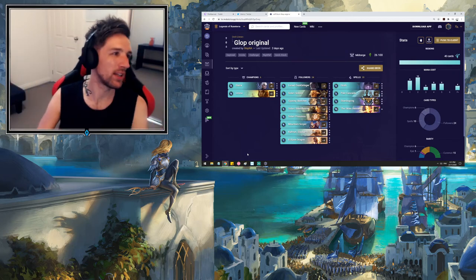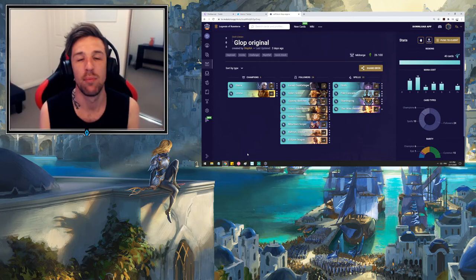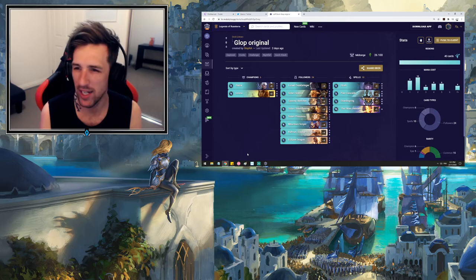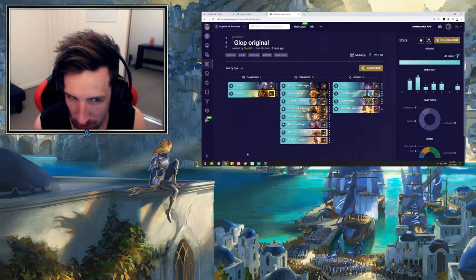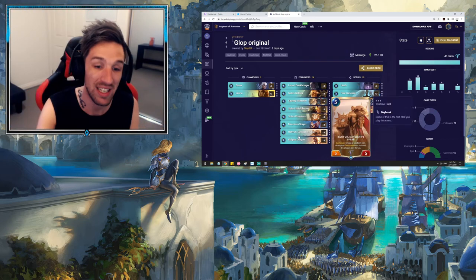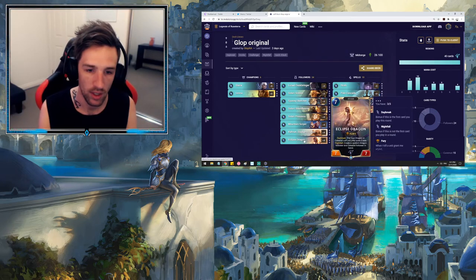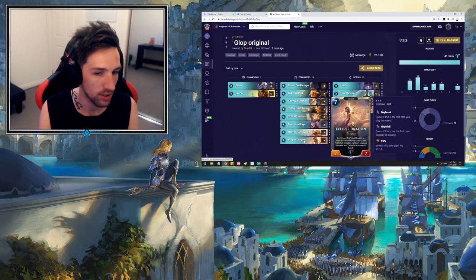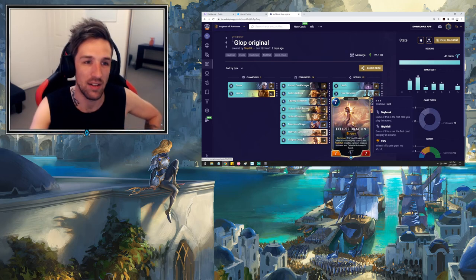Deck of the Week. I'm going to be sharing a mono Targon list by Glop. I'd also played with a similar concept, not quite as interesting as this one, though. I think with the recent buff to Eclipse Dragon, adding it into a Leona deck was kind of an interesting decision to be made. This is Glop's list.